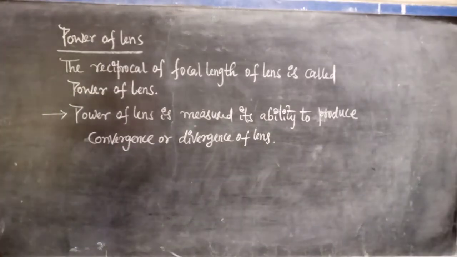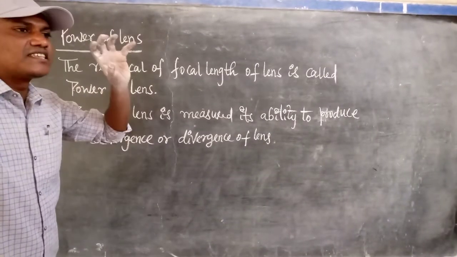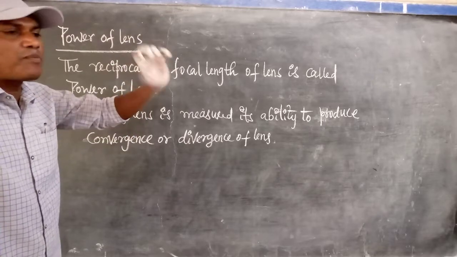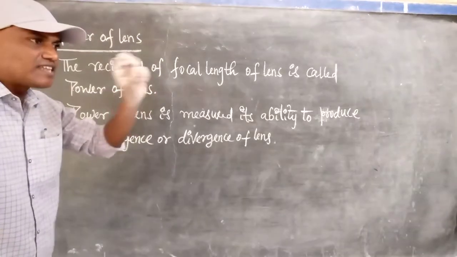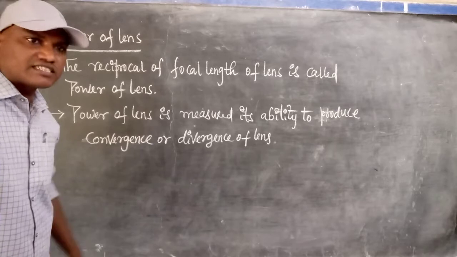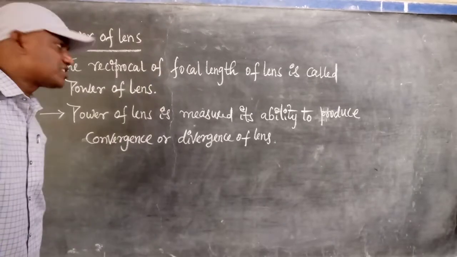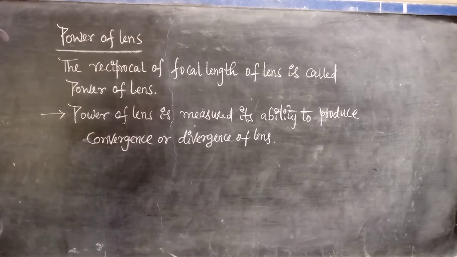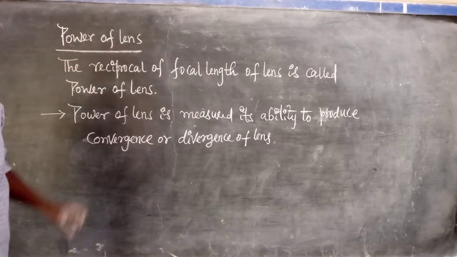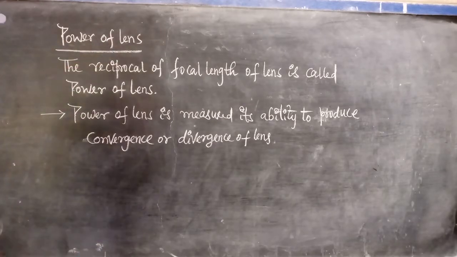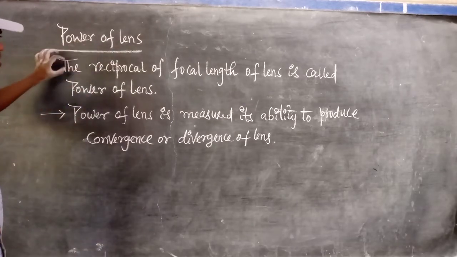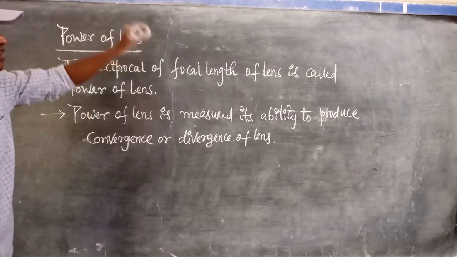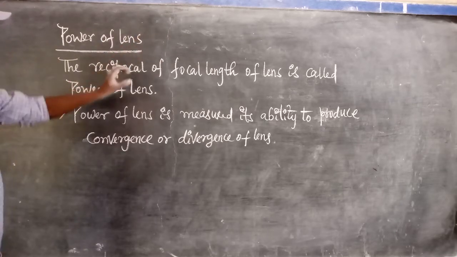The power of lens mainly gives information about the degree of convergence or divergence of the lens. What is the degree of convergence and divergence of the lens is measured simply by using power of lens. So what is the main definition? The reciprocal of focal length of a lens is called power of lens.